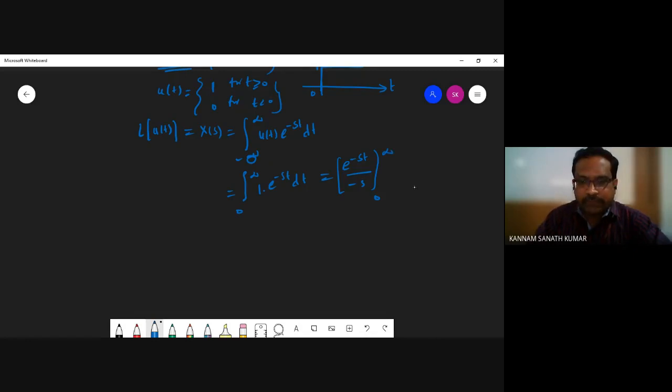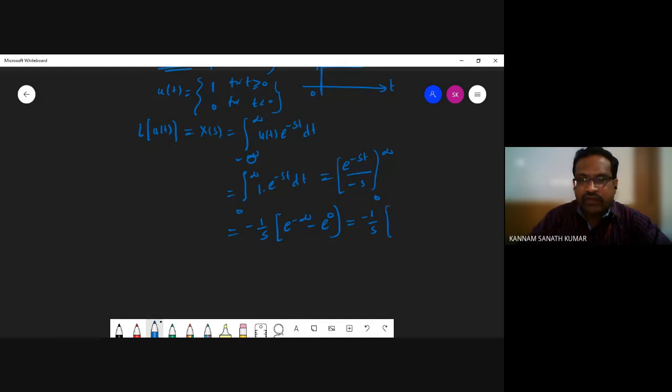Minus 1 by s is a constant, so you can bring it outside. If you apply the limits, what are you getting? e power minus infinity minus e power 0. So that means minus 1 by s times (e power minus infinity minus e power 0).